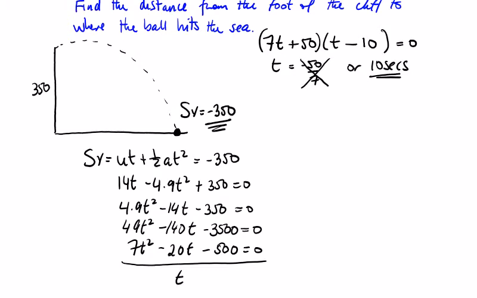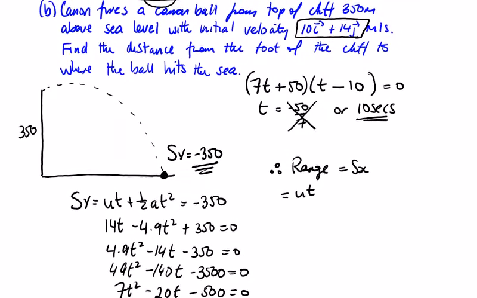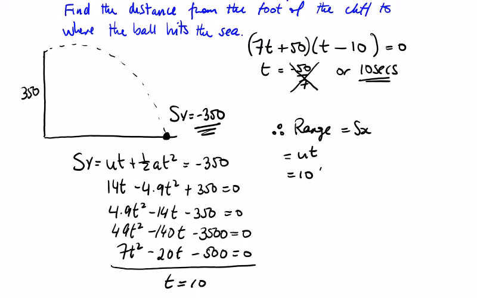Okay, so we've already solved it. We can say t is equal to 10. Therefore, the range, which is equal to S of X, which is the point at which the cannonball hits the sea, is equal to ut because of my zero acceleration in the i direction. My u is 10, so it's equal to 10 times 10. So this cannonball goes 100 meters before it crashes into a ship and makes it explode.